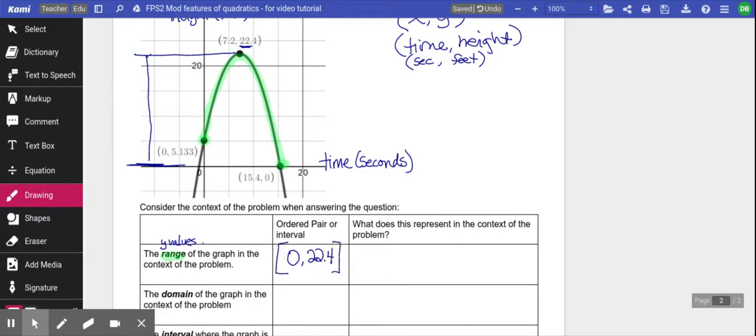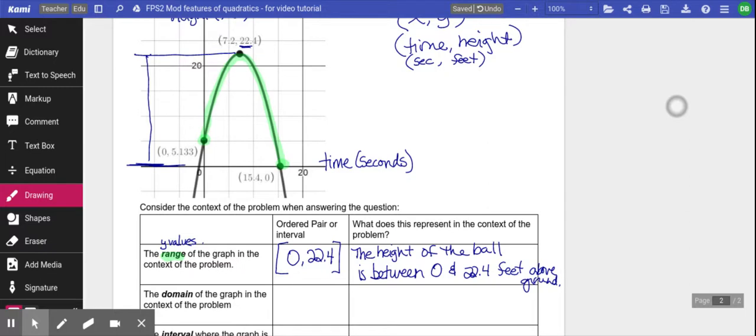That is my range. So what does that mean? It means that the height of the ball is between 0 and 22.4 feet above the ground. So while it's being thrown, at any point in time, it's between 0 and 22.4 feet.